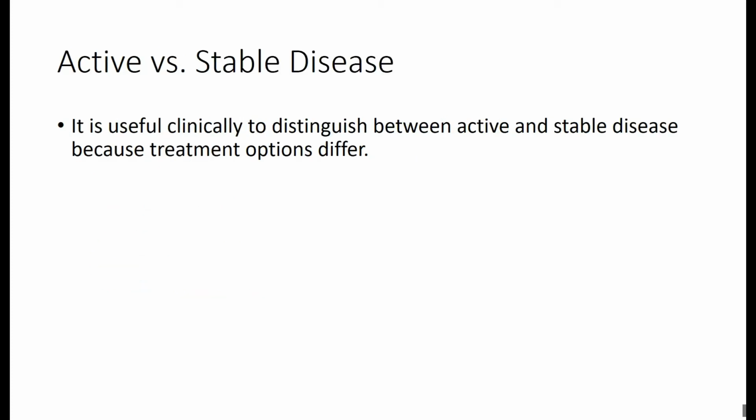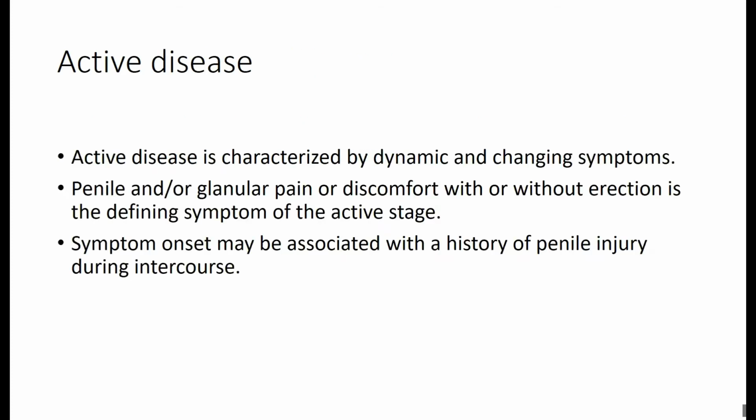In the evaluation of the disease, it is useful clinically to distinguish between active and stable disease because treatment options differ. An active disease is characterized by dynamic and changing symptoms. Penile and glandular pain or discomfort with or without erection is the defining symptom of the active stage. Symptom onset may be associated with a history of penile injury during intercourse.